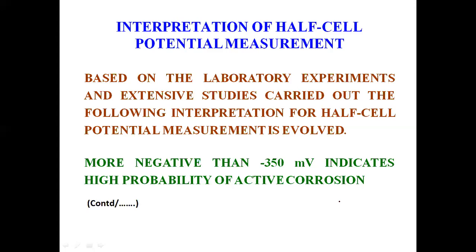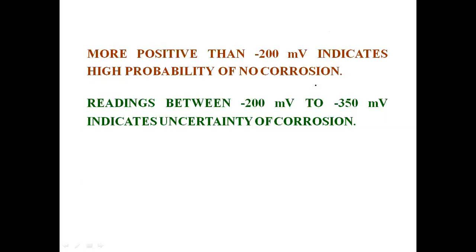The table was given in the code at the start of my presentation. I showed you the codes which are required for these non-destructive tests. There you can find the different voltmeter values which indicate the rate of corrosion. A reading more positive than around minus 200 millivolts indicates a high probability of no corrosion, and a reading between 200 millivolts and 350 millivolts indicates uncertainty of corrosion. So these are the ranges given by the code.